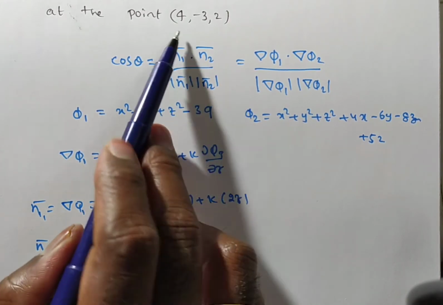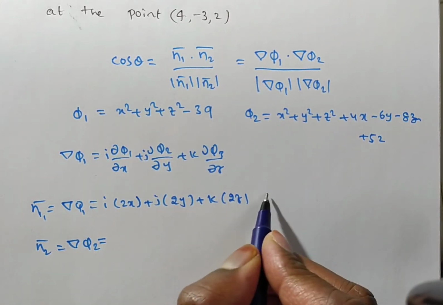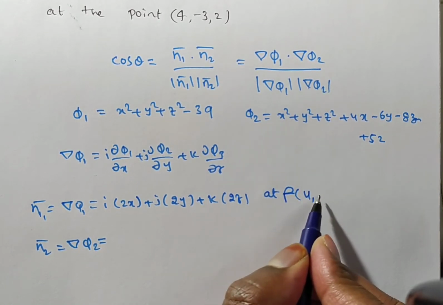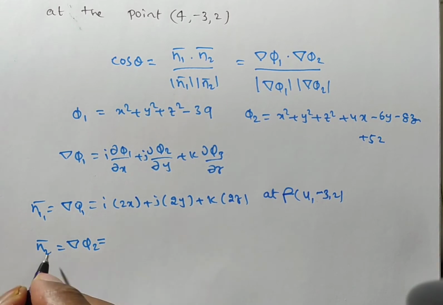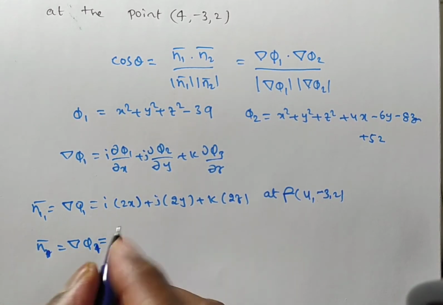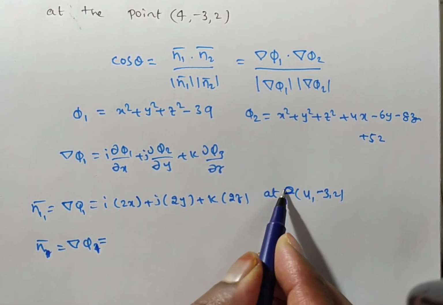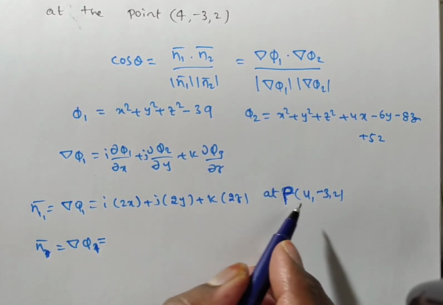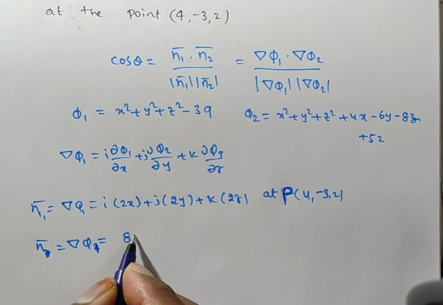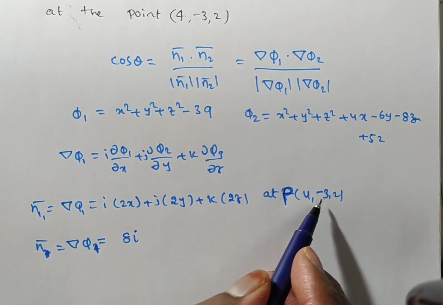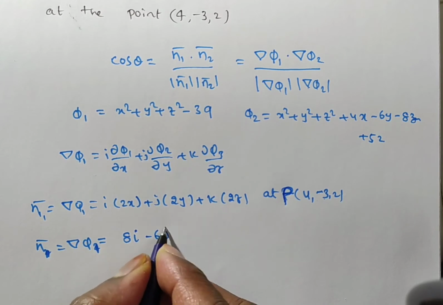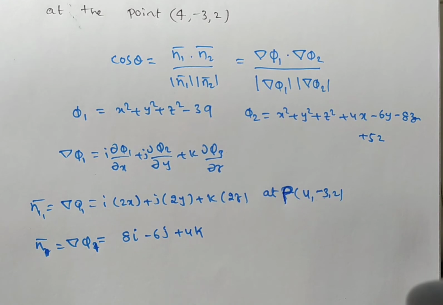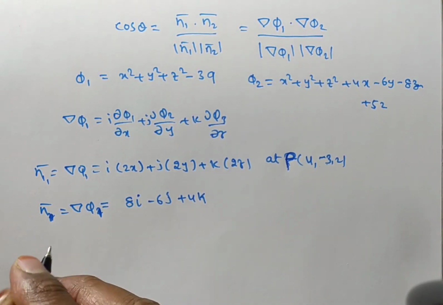Moreover, we require the point (4, −3, 2). So I'll do that also at P, let me consider P is the point (4, −3, 2). Then n1 bar is equal to del π1. In place of x I need to substitute: x = 4, y = −3, z = 2. If you put x = 4, 4 twos are 8, so 8i. If you put y = −3, then −6j. If you put z = 2, then you will have 4k. So this is del π1. Now I want del π2.